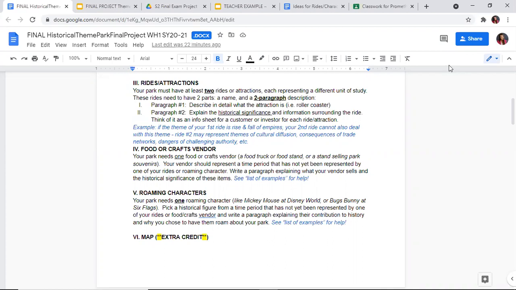Your park needs one roaming character. You can have multiple, though, if you would like. Perhaps you need almost more than one to create the scene. That's perfectly fine. Don't box yourself in too much. But all of these are minimums. So you must have at least one roaming character, and you should pick a historical figure from a time period that has not yet been represented by one of your rides or food and crafts vendor.